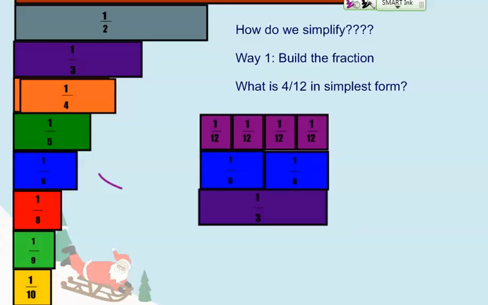So we started with 4/12, then we went to 2/6. Now we have 1/3. So 12 equal parts, 6 equal parts, 3 equal parts. Which one of those has the least amount of equal parts? Ding, ding, ding, 1/3. So 4/12 in simplest form is 1/3.